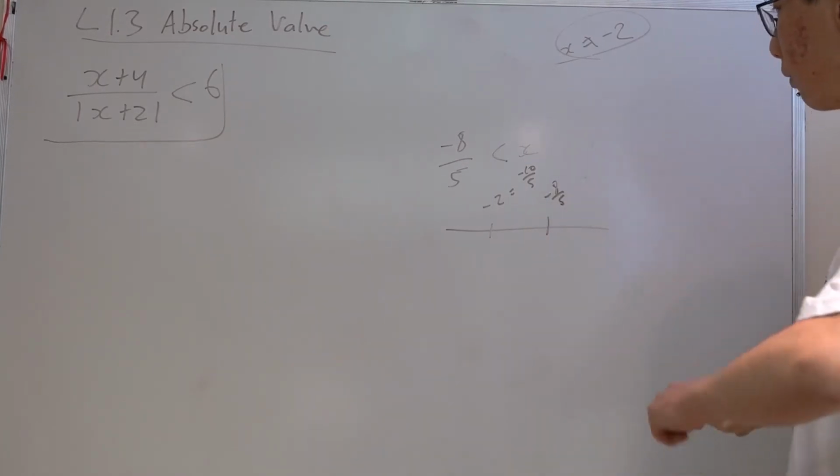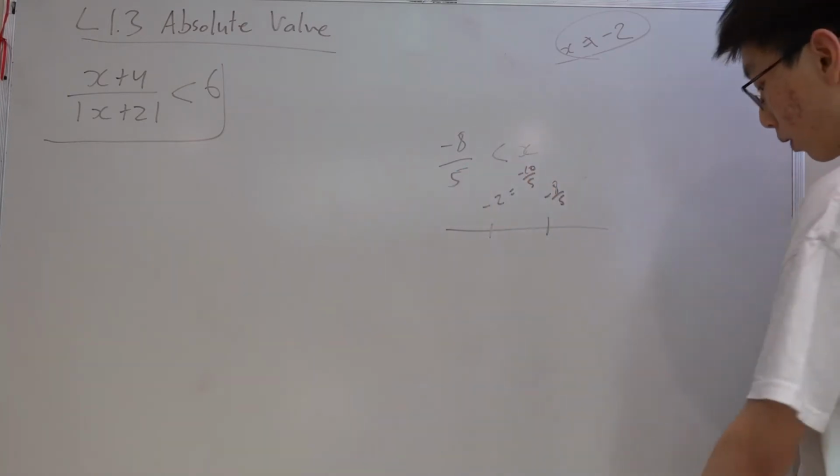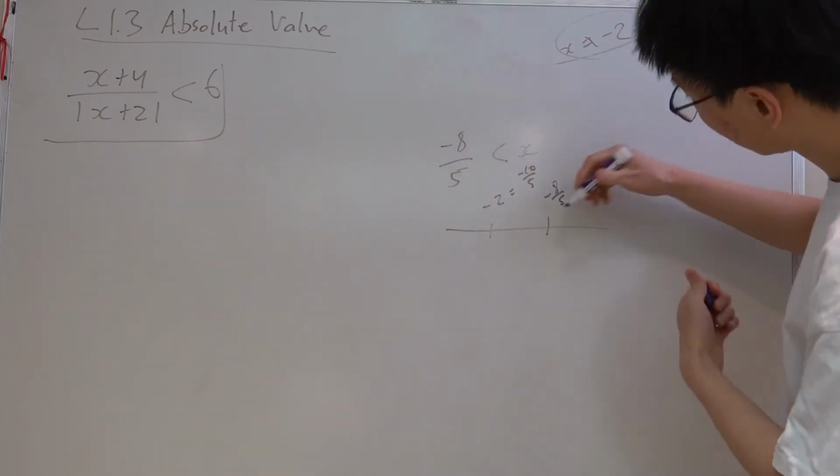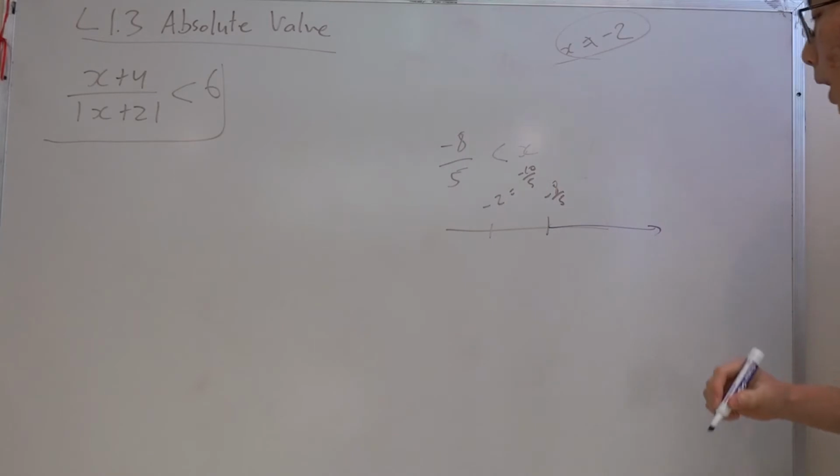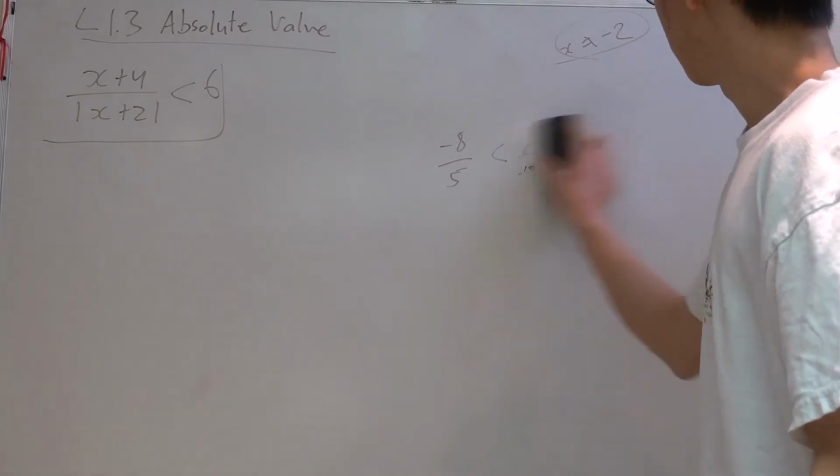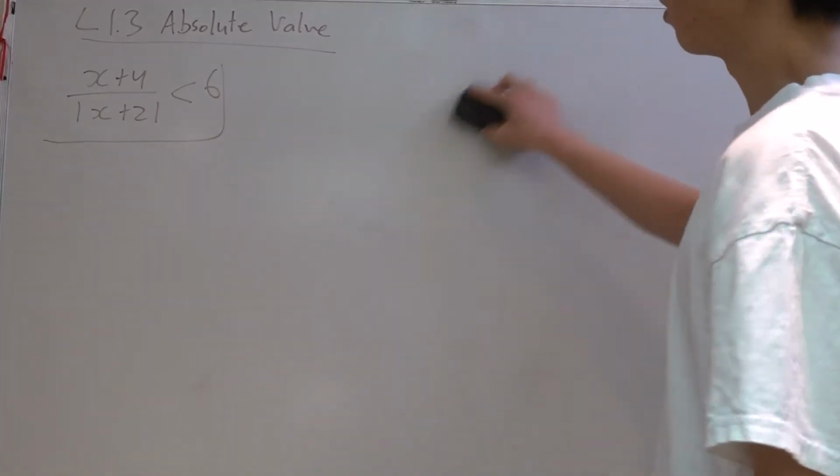So on a number line, if we want x to be greater than negative 8 over 5, that's just every number from here on out, okay? Right? Because x just has to be greater than negative 8 over 5. Alright, so that being said, let's now try and tackle that one.